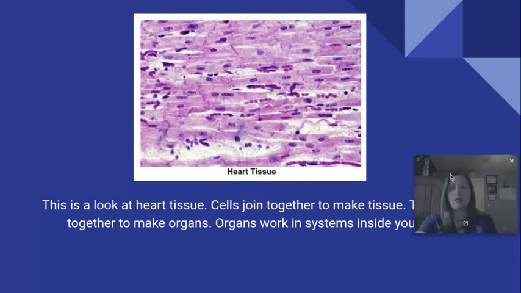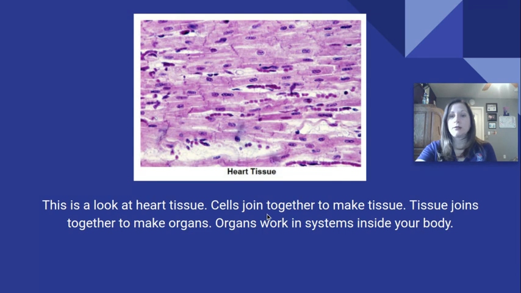So when we put cells together, that's what makes tissue. We call this tissue in our body. Not the tissue you blow your nose with. This is tissue inside of our body that's made up of cells. And then when tissue joins together, it creates our organ. So our heart is an organ in our body, right? And so it's composed of tissue, and the tissue is composed of cells.